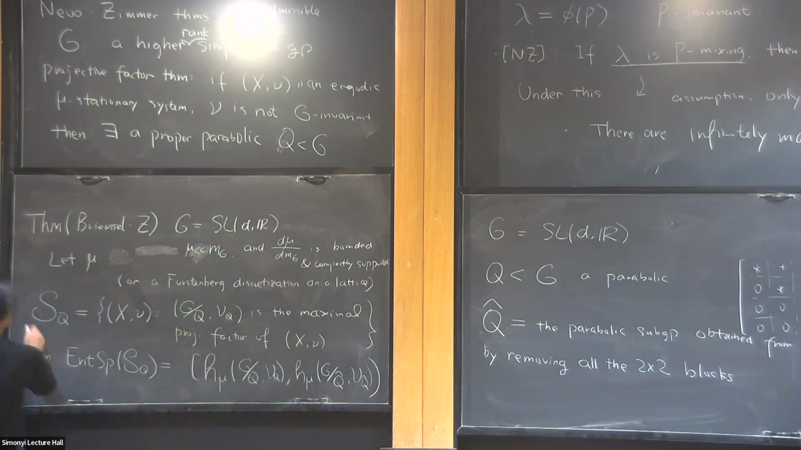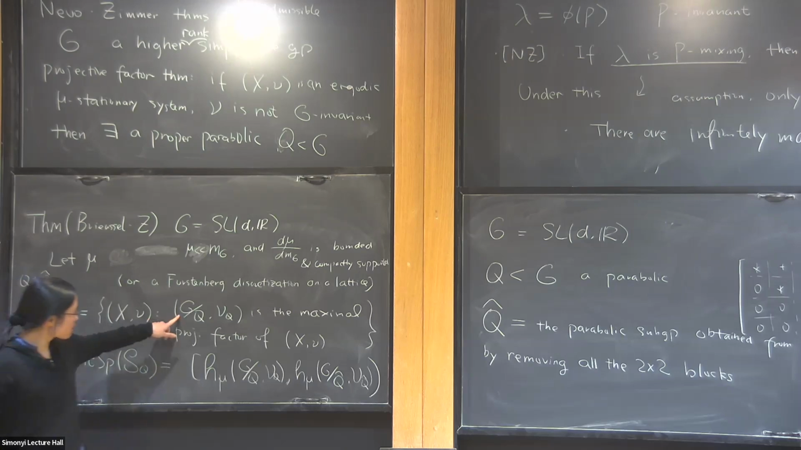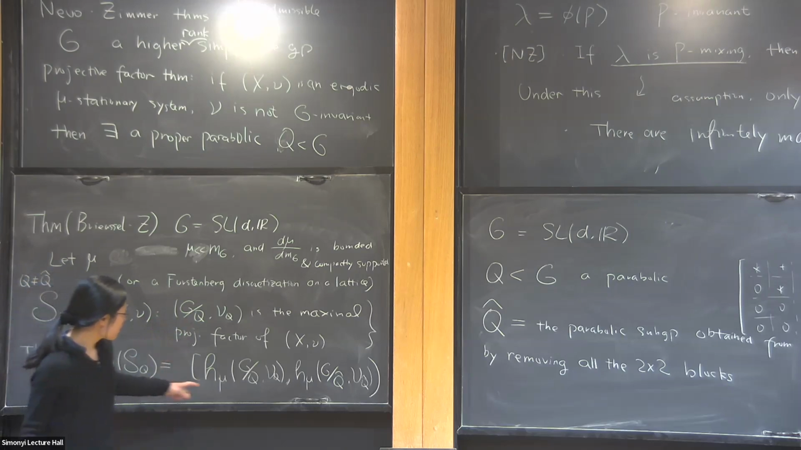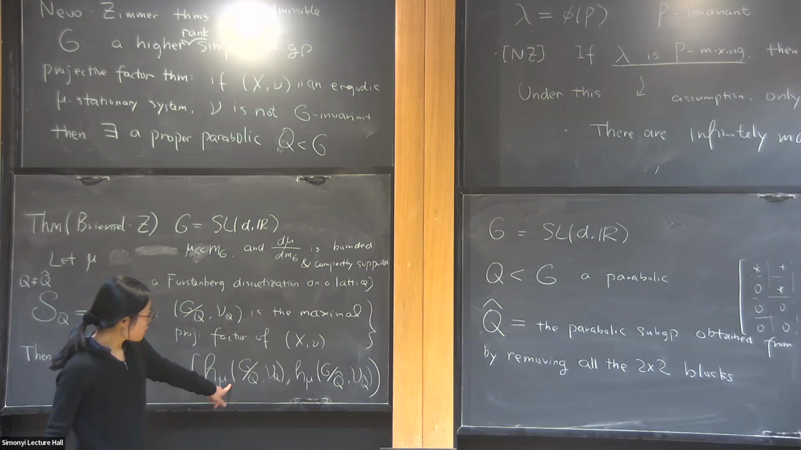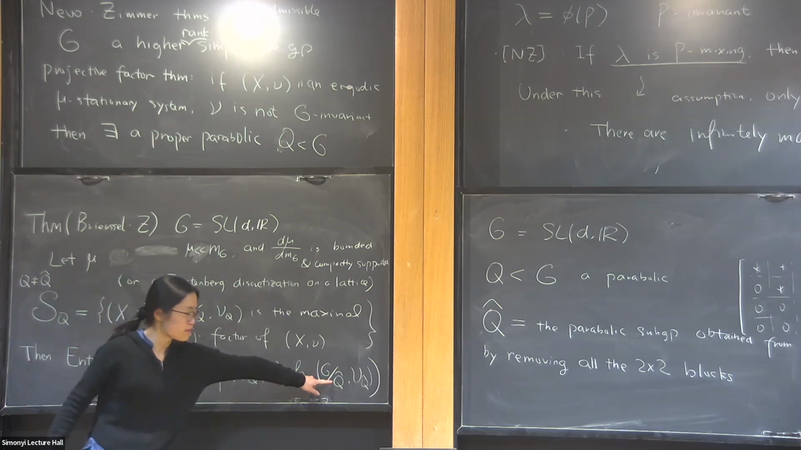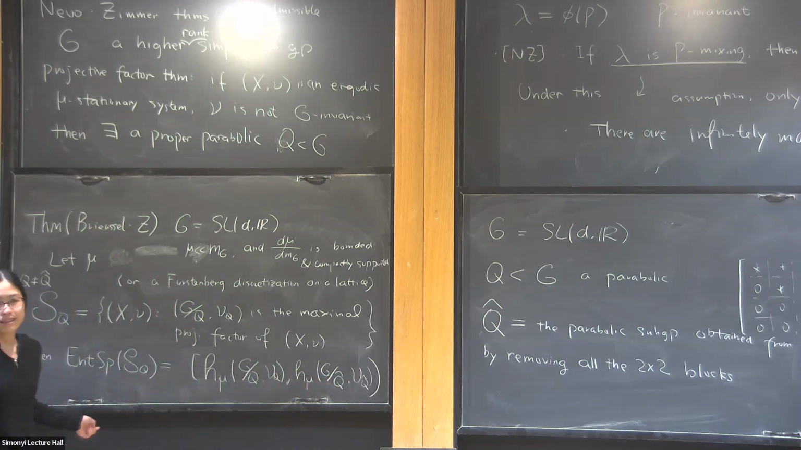Here Q is not. This is not in the previous case. So here we do have 2x2 blocks on the diagonal, and so this tells you that if you consider systems that admit this G mod Q as your maximal projective factor, then you can interpolate between the entropy value of G mod Q to the one that's modified. So this is the statement.